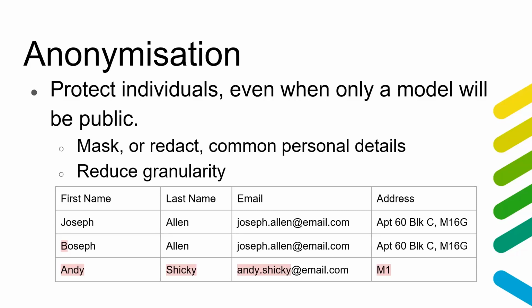Instead, a better technique might be to replace or remove these names altogether. So we might mask the name Joseph with Andy. We might mask the last name Allen with Shiki. But as I said, even though my name Joseph Allen has now been completely wiped from those two columns that you would think hold my personal data, my email still exposes my record. It still identifies me uniquely.